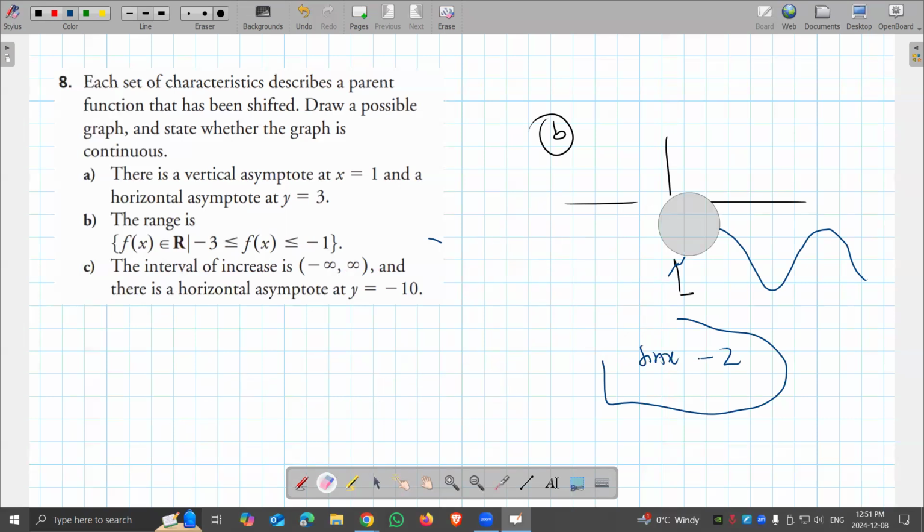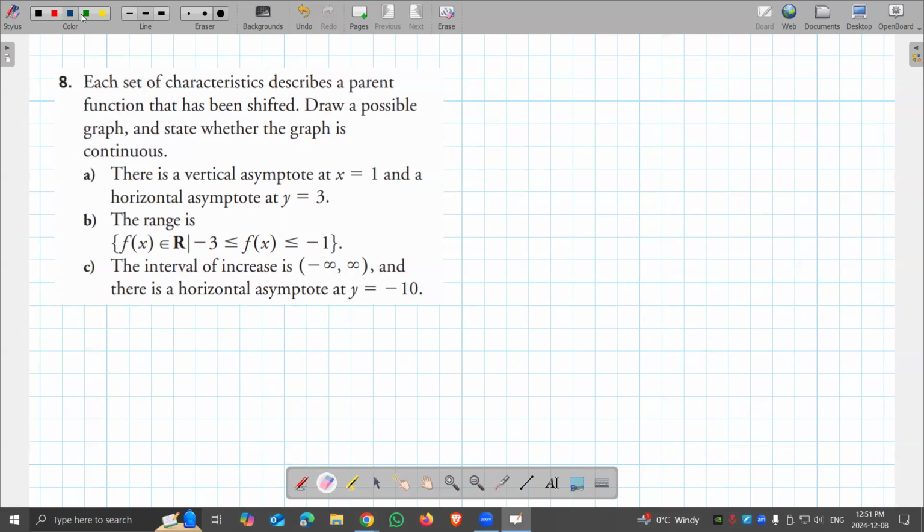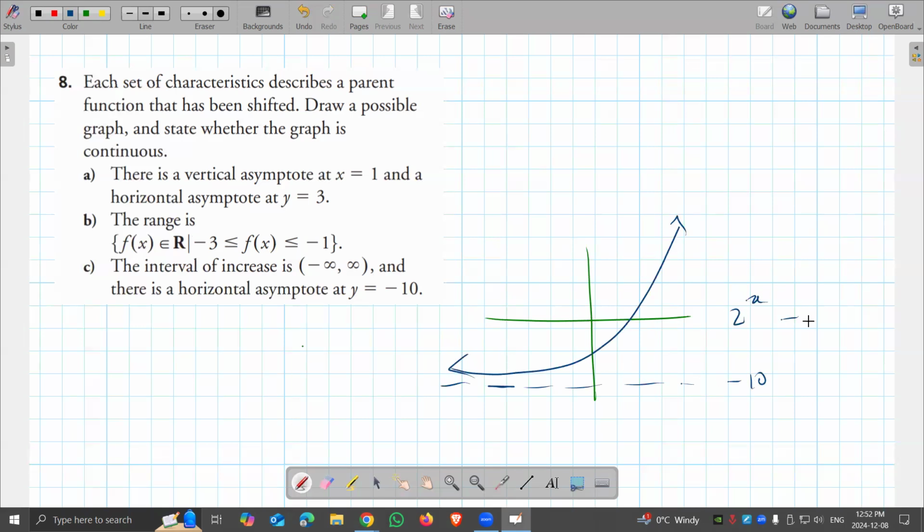Part C, the interval of increase is negative infinity to positive infinity. So that means it's continuous. There's no break in the curve, it's continuous, and it's increasing everywhere. On top of this, there's a horizontal asymptote. So what's a function that satisfies these conditions? Nope. Which function has a horizontal asymptote? Exponential, and that's the answer to this. So you could have something like this. There's a horizontal asymptote at negative 10, and your function looks something like this. So you can say that's 2 to the power of x minus 10, and you're done.